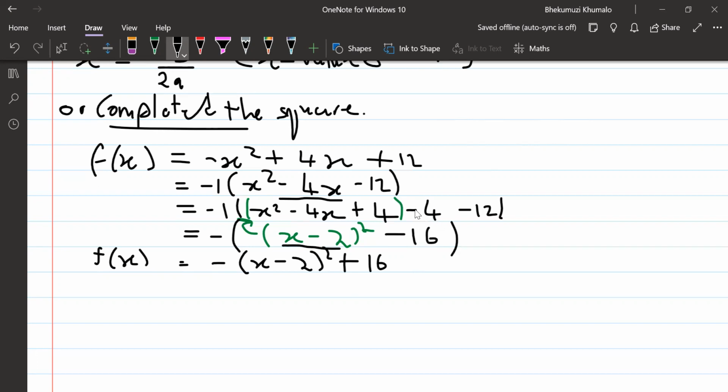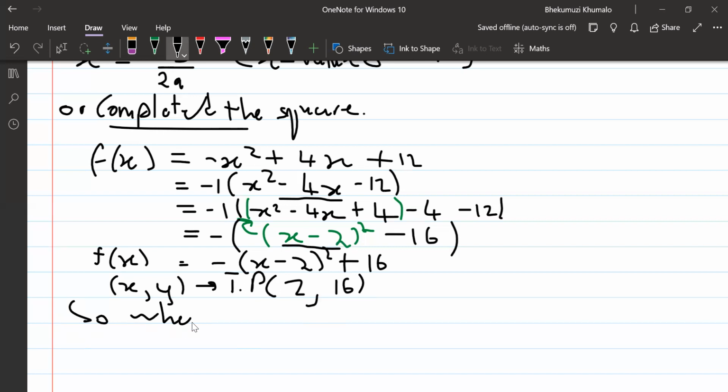Then we take the minus 4 and add it with the other number outside, which is minus 12, giving us negative 16. But outside, remember, we had minus 1. So we multiply the minus inside and get minus x minus 2 to the power 2 plus 16. This tells us that the turning point, the coordinates x, y of the turning point, would be 2, 16.